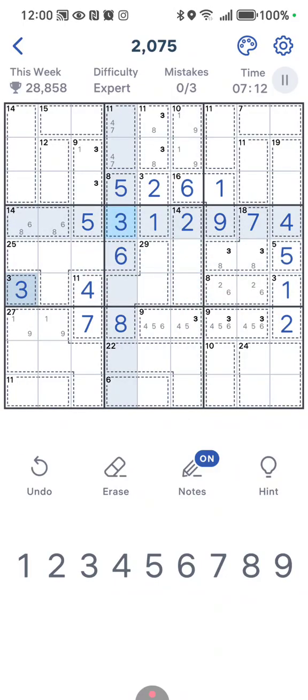Can't be 3 and 9, so it's 4, 5, 7 and 8. So this can be 4 and 7. This could be 5 and 8. Which means that in here, this has to be 9. Somewhere in here has to be a 9.